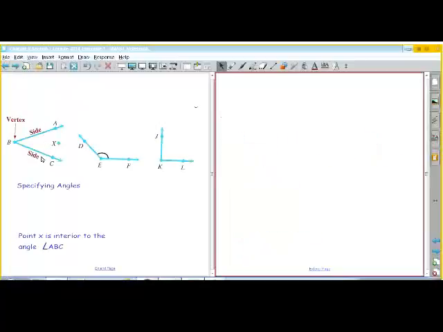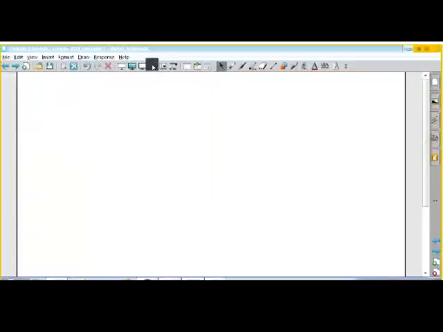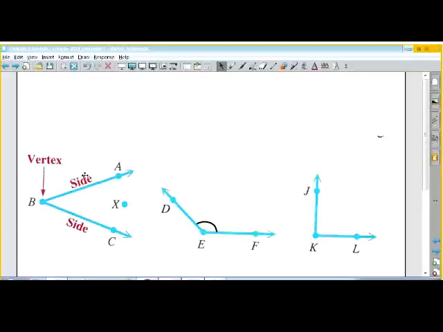Okay, so what else can you do with lines and rays and line segments? Well, the first thing is you can create angles. An angle consists of two rays starting at the same point. So we have ray BA and we have ray BC. The common point from which the two rays start is called the vertex of an angle.